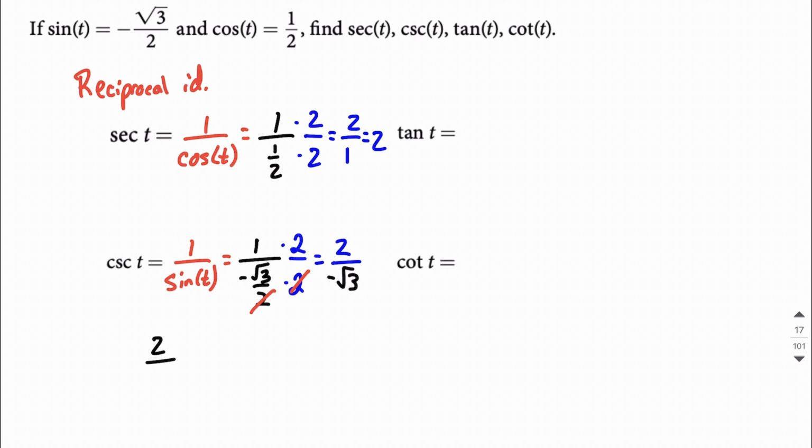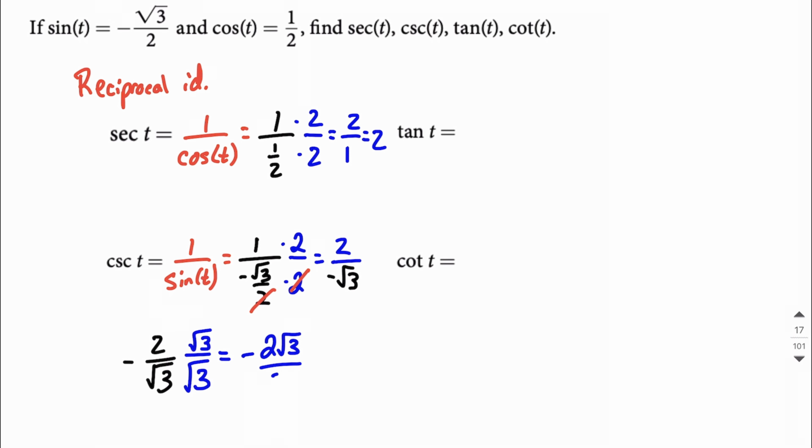Let's talk real quickly about rationalizing this. I'm going to go ahead and move that negative out in front of the entire function instead of leaving it in the denominator. What we mean by rationalizing is getting rid of the radical from the denominator. So in this case, we'd want to multiply our numerator and denominator by the square root of 3. So 2 times the square root of 3 makes 2 times square root of 3 in our numerator, but our denominator is going to work out to be square root of 3 times square root of 3, which is the square root of 9, which works out to be just 3. So the best answer we can get for our cosecant of t is negative 2 square root of 3, all divided by 3.